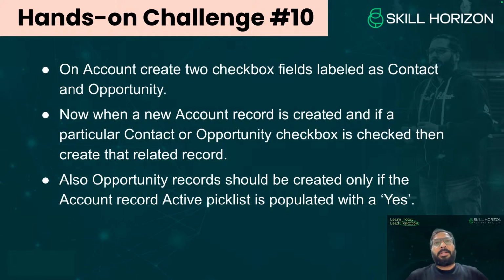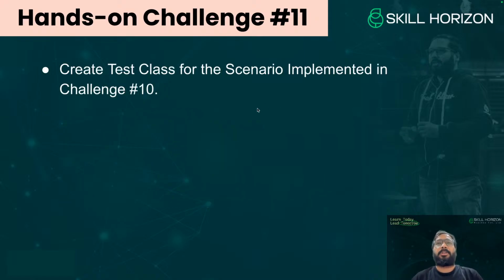This was challenge number 10 that we implemented. The requirement was that on account creation, we need to create a contact and an opportunity. For the contact, there was no condition. Whenever you create an account, a contact should be created. But for the opportunity, the requirement was that only if Active equals Yes, the opportunity should be created. I will let you know how we can implement its test class, because that is important to know. So this is today's challenge.